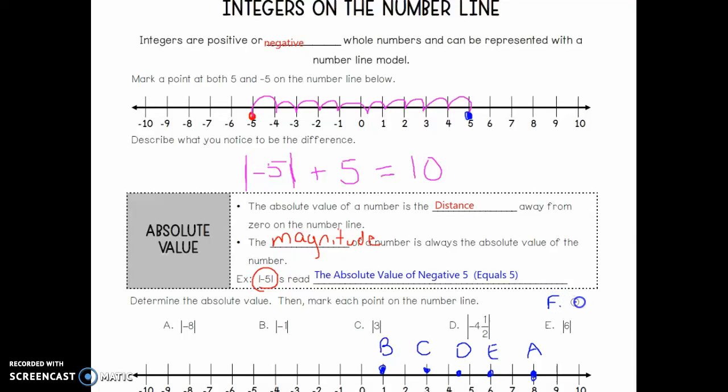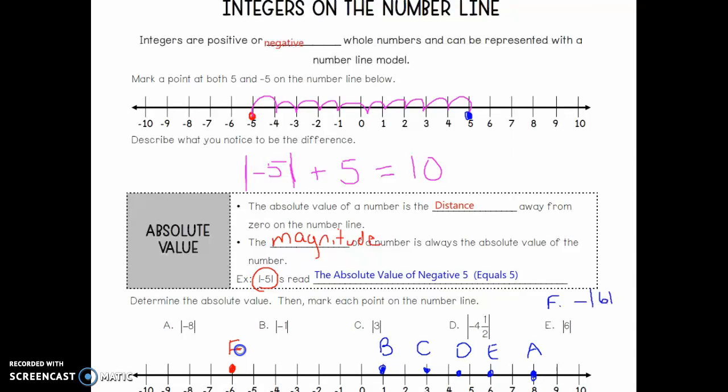What if I had negative on the outside of positive 6? This would be read the negative value, the negative absolute value of 6. So the absolute value of 6 is 6, but now the negative is on the outside. So in this case, because the negative is outside the brackets, that would be negative 6 way down here. And let's label it with an F.